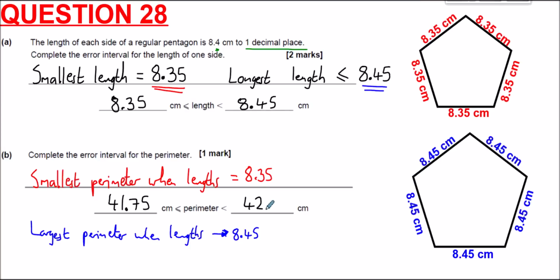So the perimeter must absolutely be somewhere between these two values. That's the absolute smallest possible, that's the absolute limit to the biggest possible. So error intervals definitely worth revising, because once you get your head around them, they're actually, relatively speaking, straightforward. But that's question 28 completed, and also therefore the entire paper.